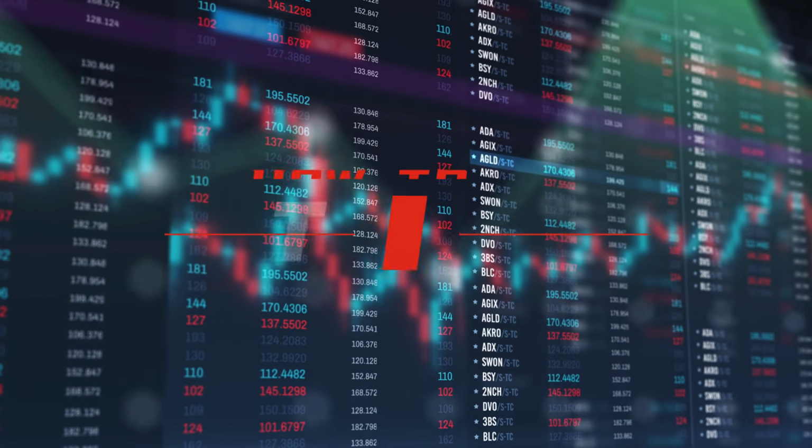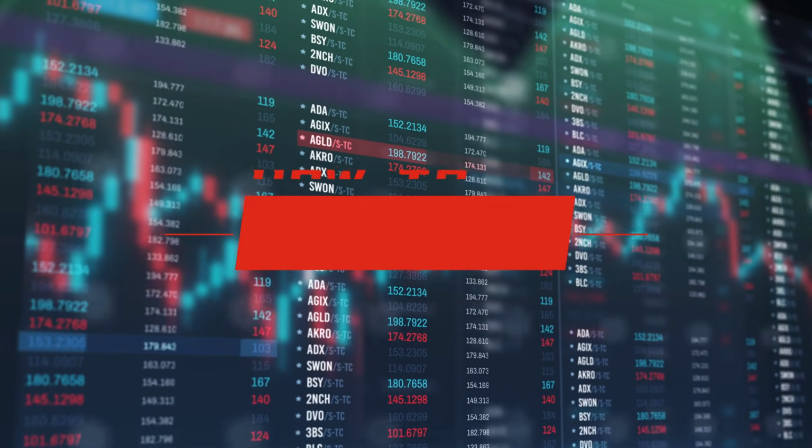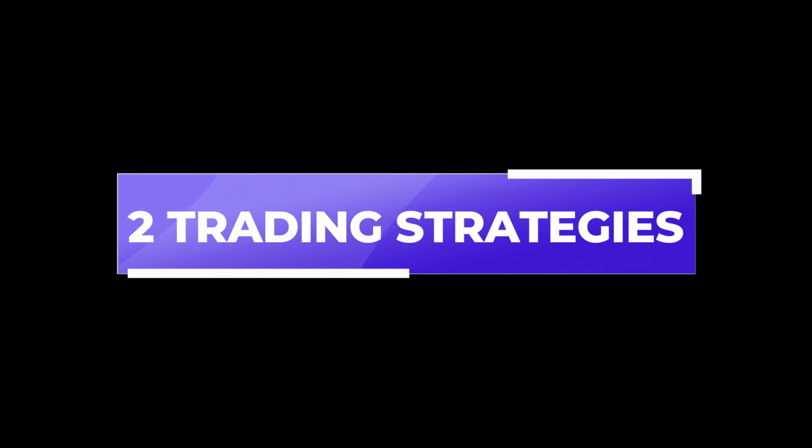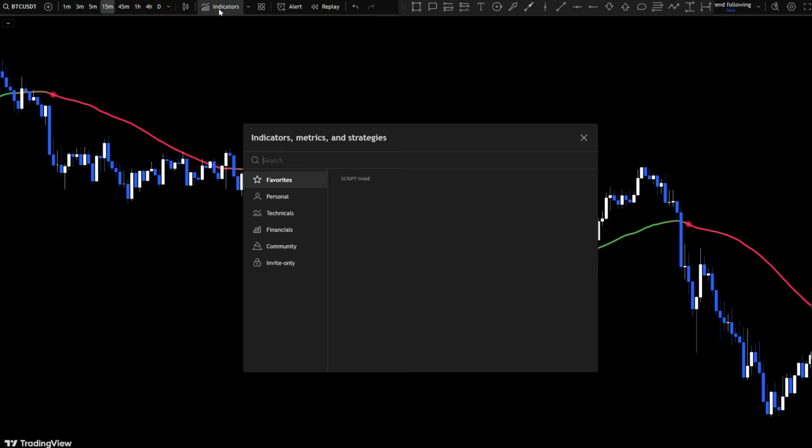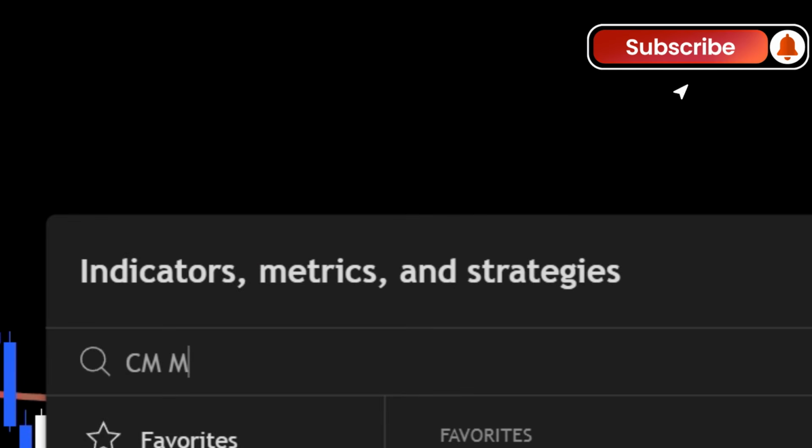Now, how do we actually trade with this TradingView indicator? Well, there are two main ways that can be super profitable, but it does need a confirmation indicator. We're going to use something called CMACD custom indicator. So head back up to the indicators at top and in the search bar type in CMACD custom indicator. Make sure you select the one by Chris Moody.